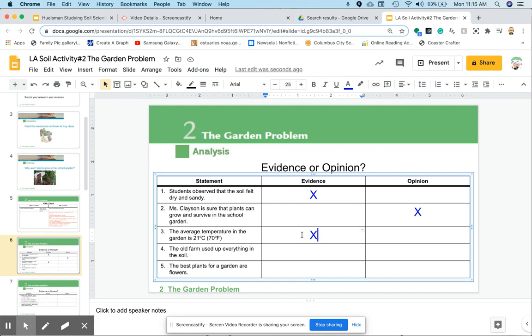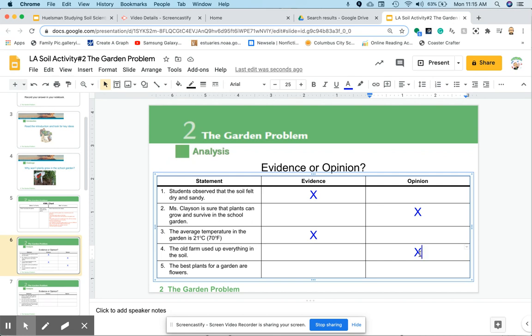Number 4, the old farm used up everything in the soil. Evidence or opinion, that is an opinion statement. And it's an opinion statement because one parent states his opinion, but does not provide any measurable evidence to support it.